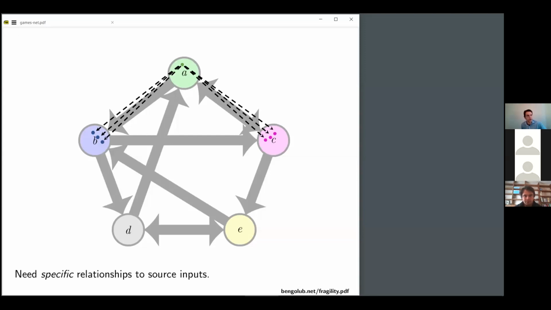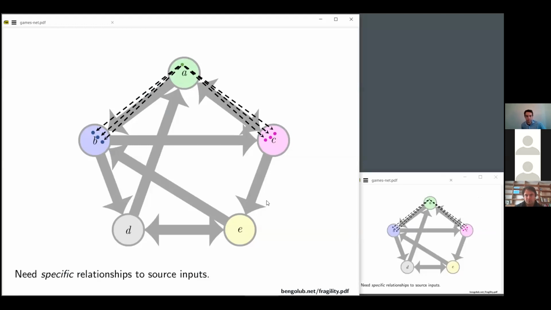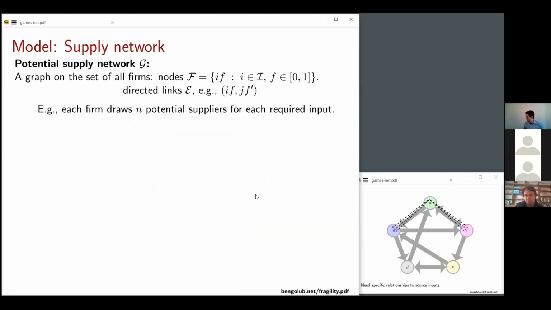So that is the representation in the picture, and I'll keep coming back to the picture. In fact, I'll try to leave it up here on the side. But let me tell you a little more mathematically what this primitive is. To build it, we don't start with a supply network, we start with a potential supply network, which is a superset in terms of edges.